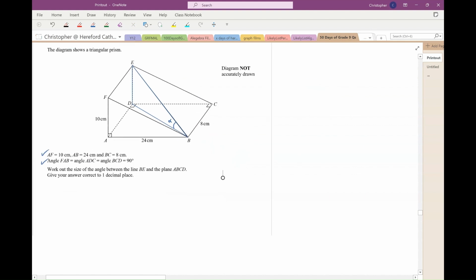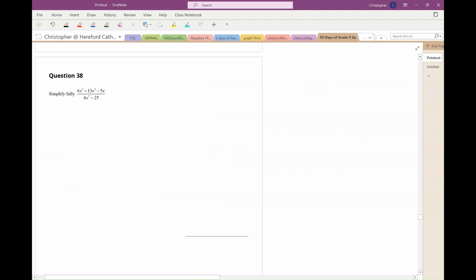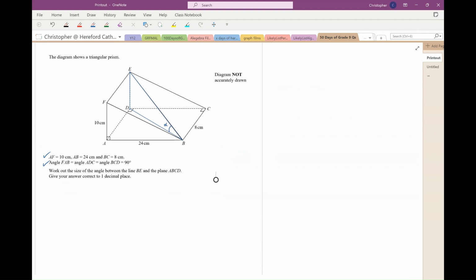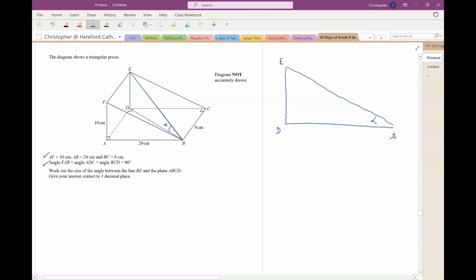Now let's have a look at that triangle there. It's going to be the triangle that goes from E down to D and across to B. There it is. Now that's the angle I'm looking for, my target angle. Do I know any of those sides? Oh, I know ED, don't I? I know that's 10, so ED is 10. I'm wishing that I knew DB now.